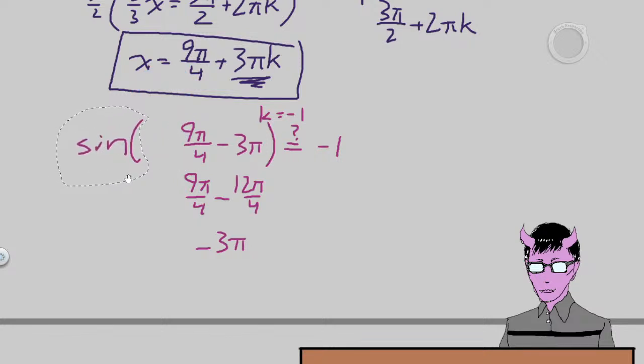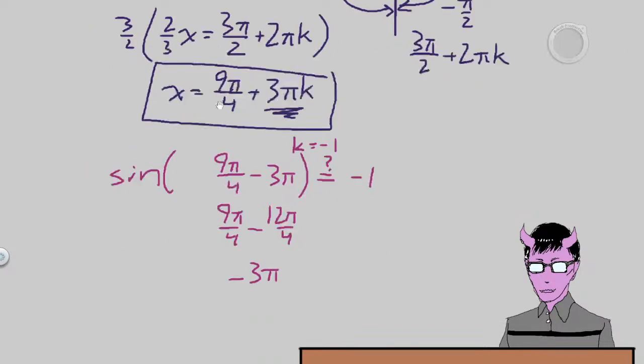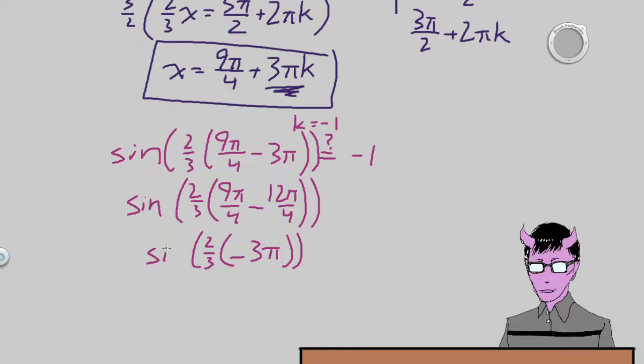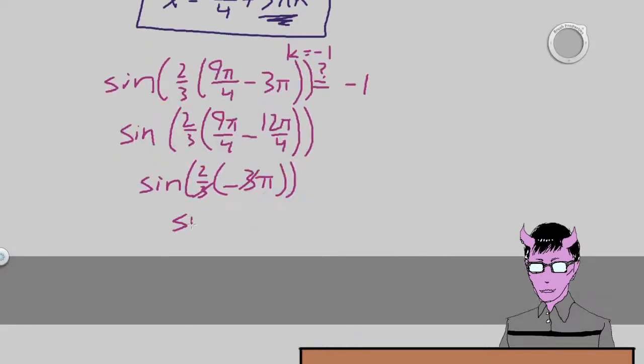So this whole thing is supposed to be multiplied by 2/3. And make sure your parenthetical game is good. So it's like this. So it's like that. So it is like this. Always simplify. So simplify. And thus do we get sine of -2 pi.